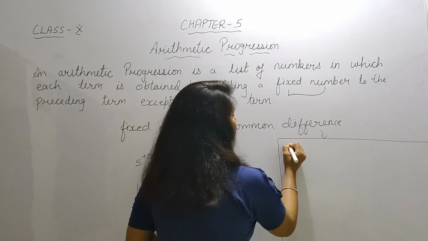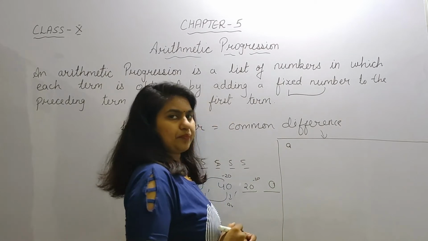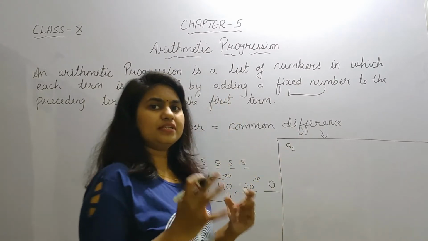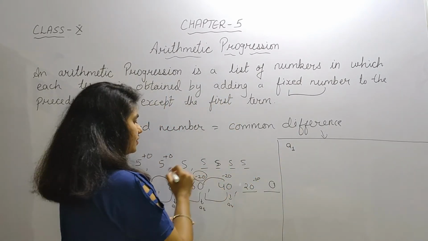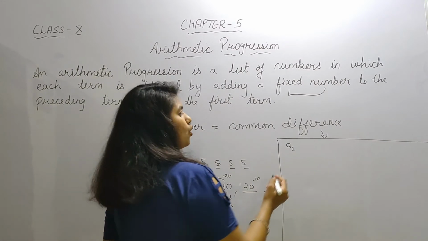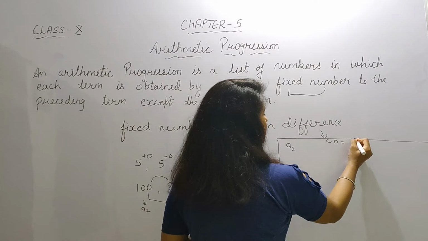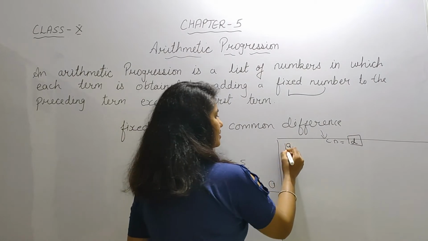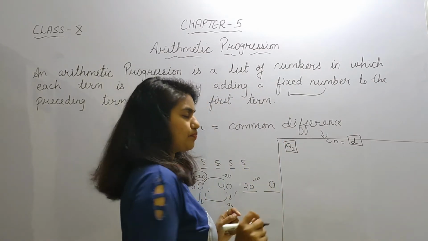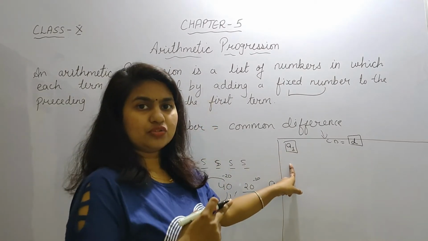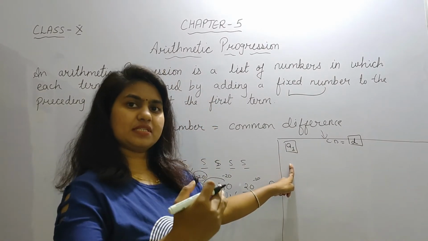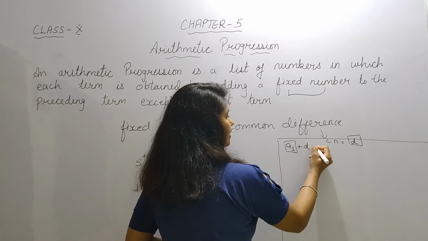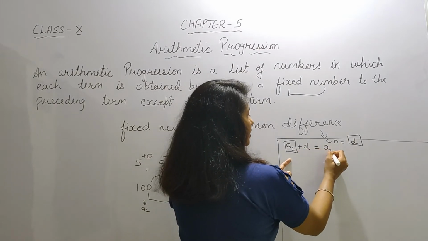So here, if the first term is A or A1, and the common difference, what is the common difference here? It is minus 20. Let's take the common difference as D. So if the first term is A1, according to the definition we add a fixed number to the preceding term to get the next term. So A1 plus D gives A2.